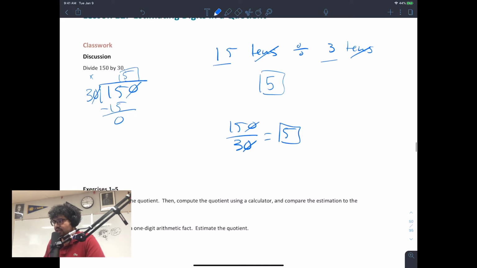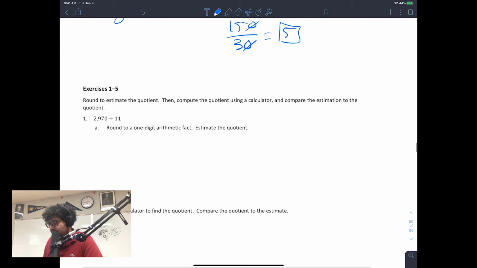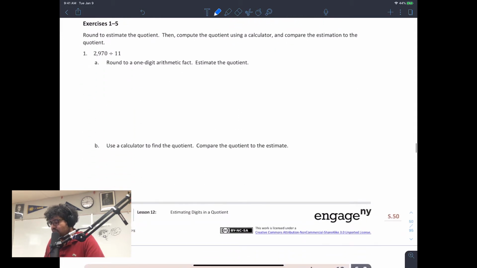All right, so here we are. Let's go to exercises 1 through 5. Number 1, round to estimate the quotient. Now, quotient means an answer to a division problem. When you see the word product, product means the answer to a multiplication problem. Quotient means the answer to a division problem.